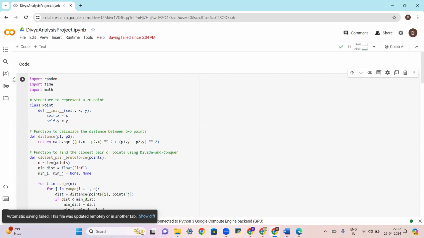Hello everyone, this is Divya, and today I'm excited to deliver my analysis project that I have done using a classic problem in computational geometry, finding the closest pair of points in a plane. We'll explore two different algorithms to solve this problem and compare their efficiency.